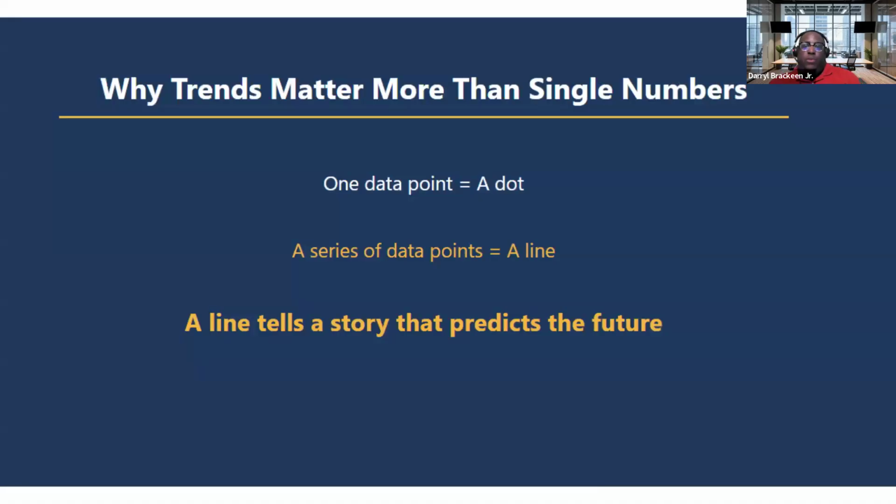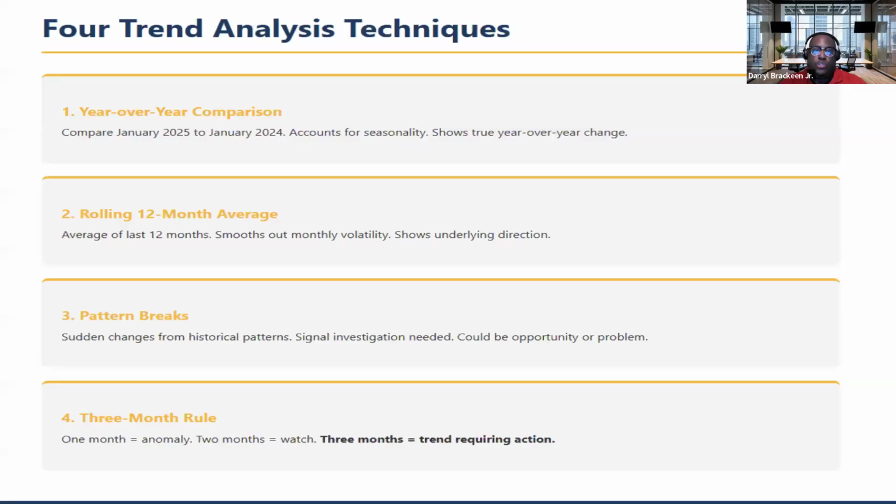Okay. So the big question, why trends matter more than just the single numbers? You got to study the trends. So the question is, how do you analyze the trends? All right. So to compare the same period over a year, you have to look at one data point, and that equals another, or a dot on a graph. So if you have a series of data points, then it'll show you the trajectory through the line. So it's like a line graph. So the line is what's going to tell the story and predict the future.